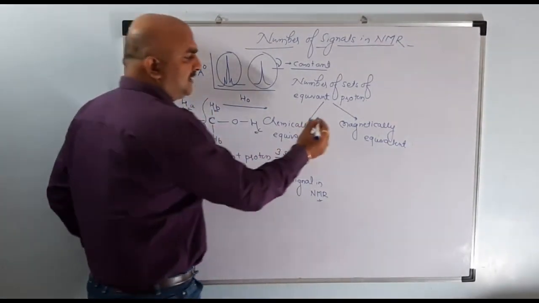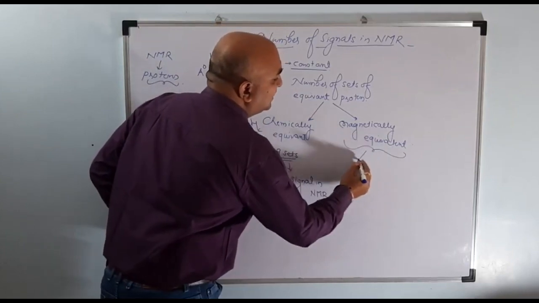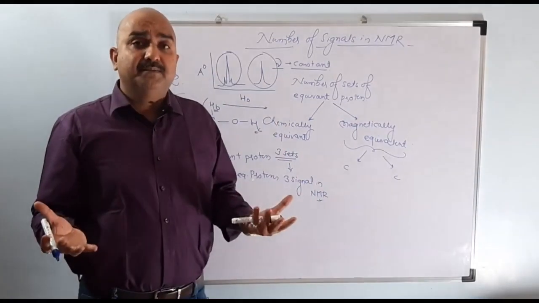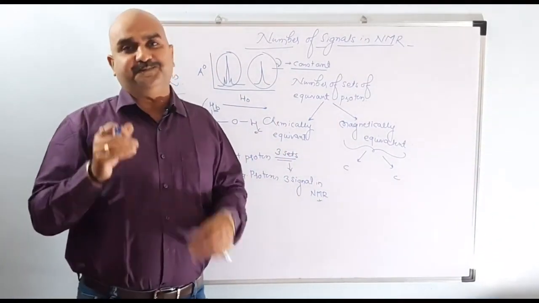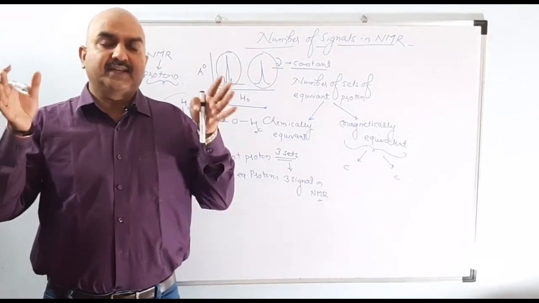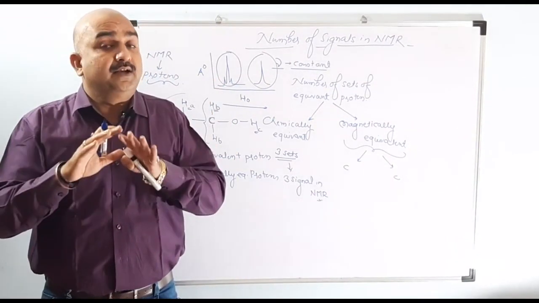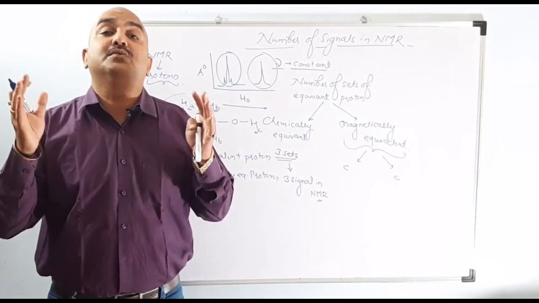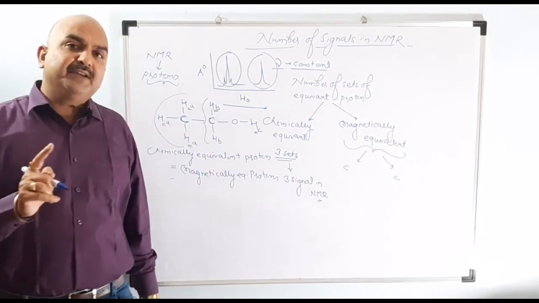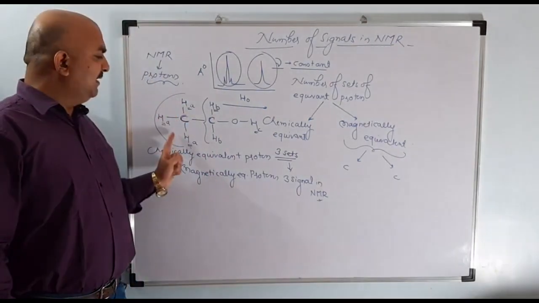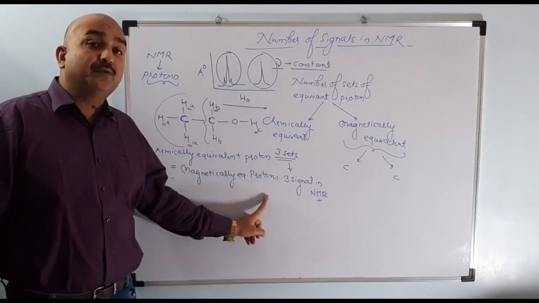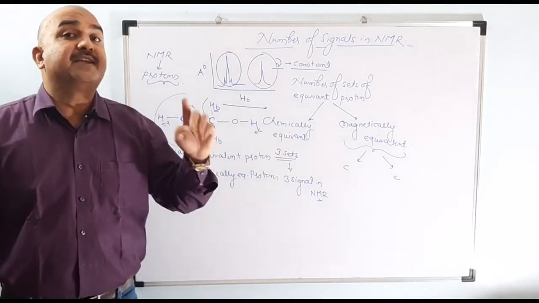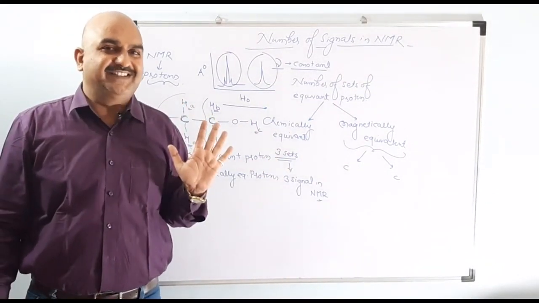Now some protons are there that we are going to discuss later, but they are not chemically equivalent. Their chemical environment is different, but their magnetic field absorption is the same. Be careful, their chemical environment is not the same, but their absorption of magnetic field is similar. Such protons are known as magnetically equivalent. Now I am giving one statement. Chemically equivalent protons are always magnetically equivalent protons, but magnetically equivalent protons are not always chemically equivalent. Be careful about this statement.